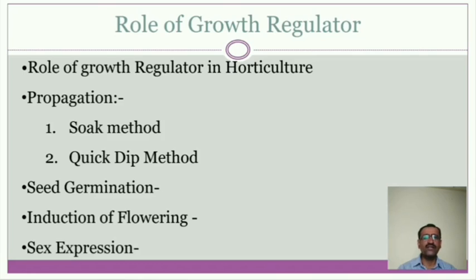The plant growth regulator can change the sex of the flower. Male sterility can be induced in corn by MH, maleic hydrazide. It is used in plant breeding for induction of male sterility. Application of NAA, IAA, and gibberellic acid at 100 ppm increases the female flowers in different plants like pumpkin and cucumber, to get more and more yield. In this way we can change the sex expression of the plant.